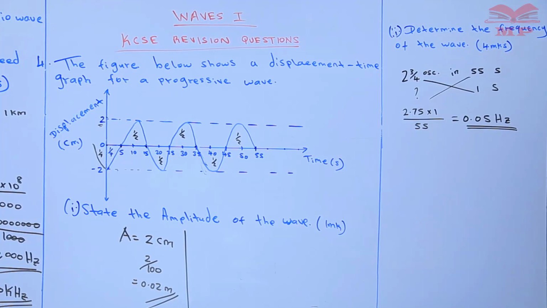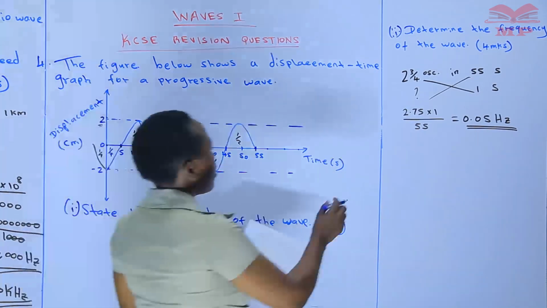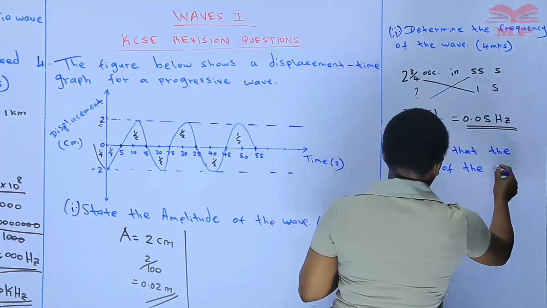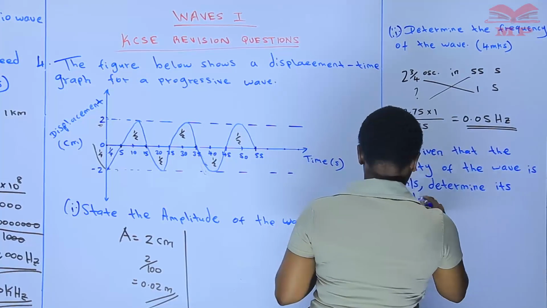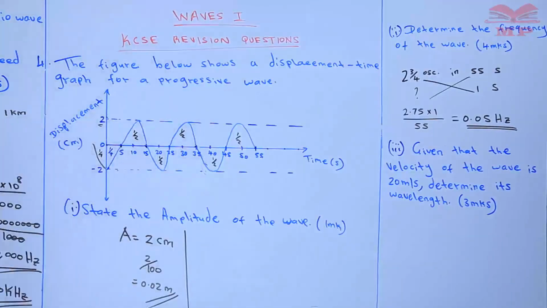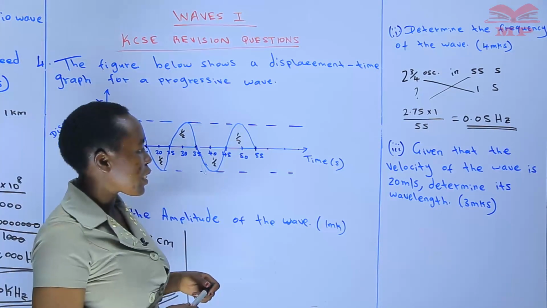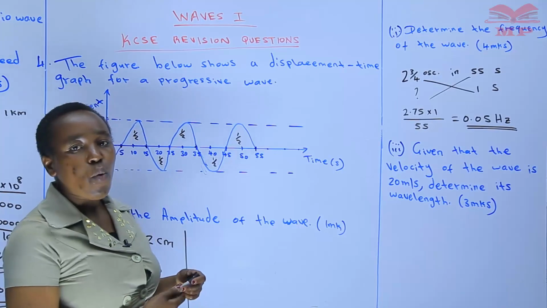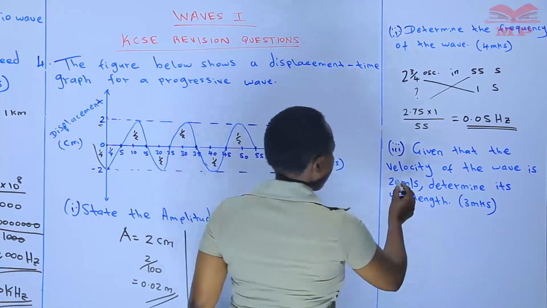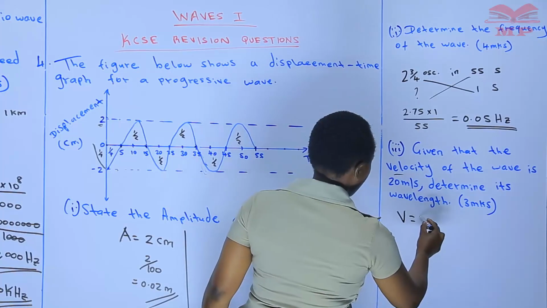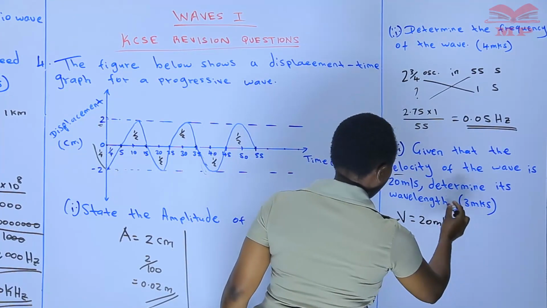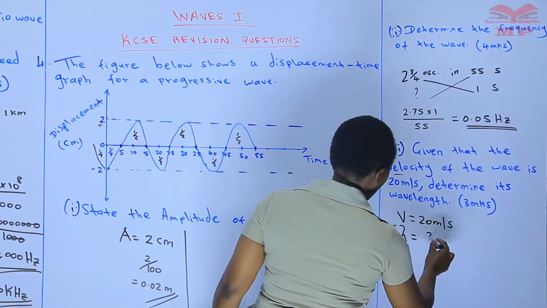Part 3 of the question, which is the last part of this question. So that is the other part of the question. We are told that given that the velocity of the wave is 20 meters per second, determine its wavelength. So given that the velocity is 20 meters per second, determine the wavelength of the wave.